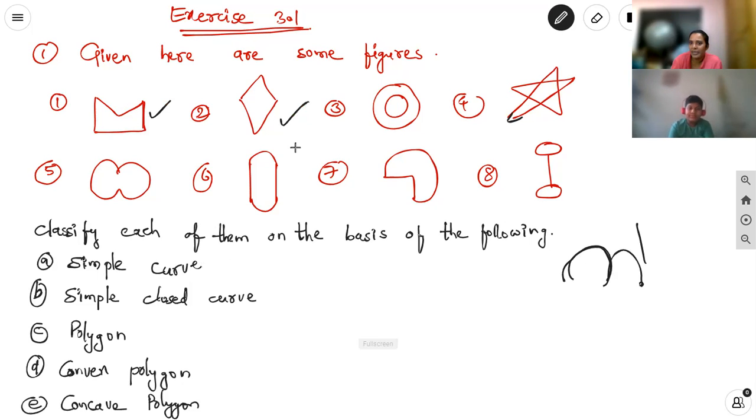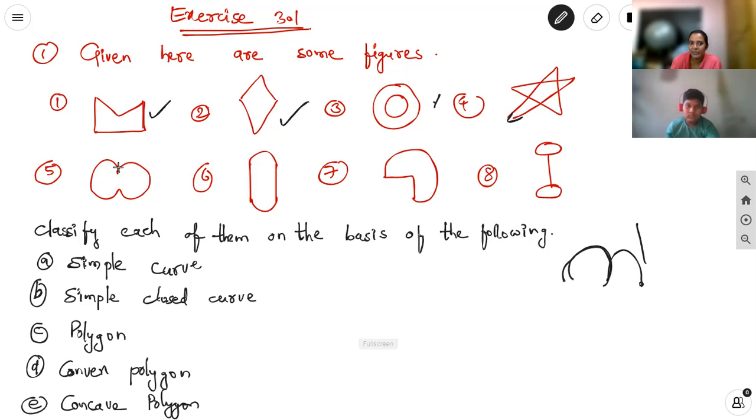This is also a simple curve. This one is not a simple curve, because in this, two circles are there. If any one circle is there, that is a simple curve, but if two circles are there, it's not a simple curve. This is not a simple curve either, because it joins two points but there are internal points, so inside the line segments are there.